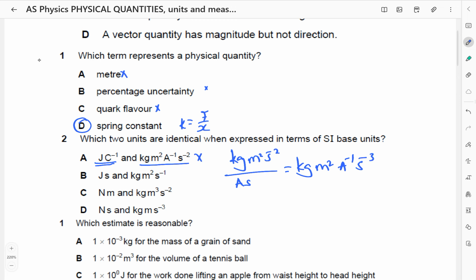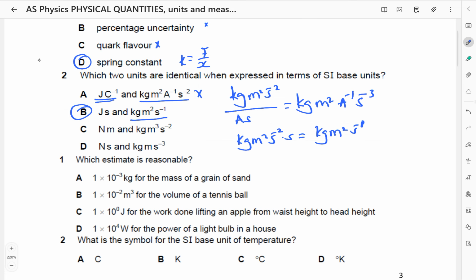Let's check the second one. Joule is kilogram meters squared per second squared, then times seconds. When you simplify this, it becomes kilogram meters squared per second to the power negative 1, which is the same as this one, which means B is correct.